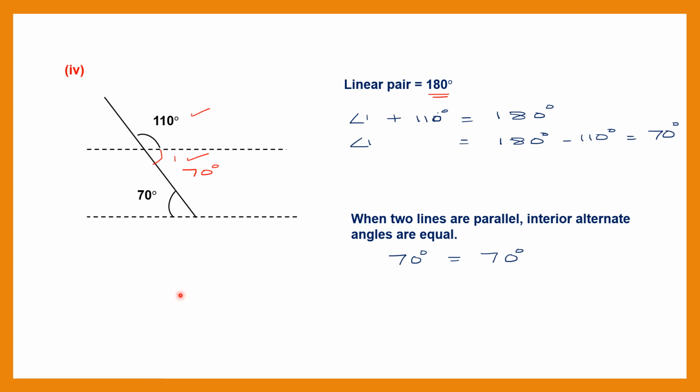So what does that tell us? It tells us that the two dotted lines that are given here are parallel lines. This pair is parallel. So the given pair of dotted lines is parallel.